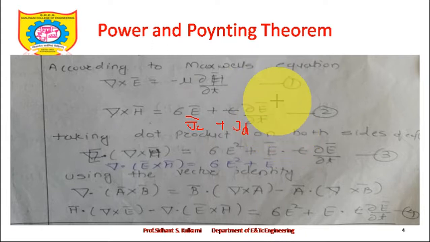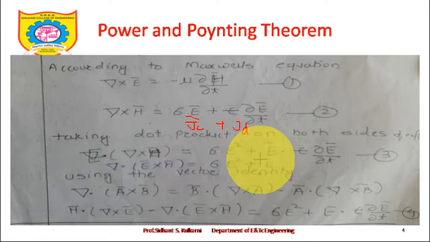Now if we have those two Maxwell's equations with us, let's do certain vector operations on them in order to get to the power and Poynting theorem. Taking the dot product on both sides of equation number 1, we have E bar dot del cross H bar; see, I am taking the dot product with del.